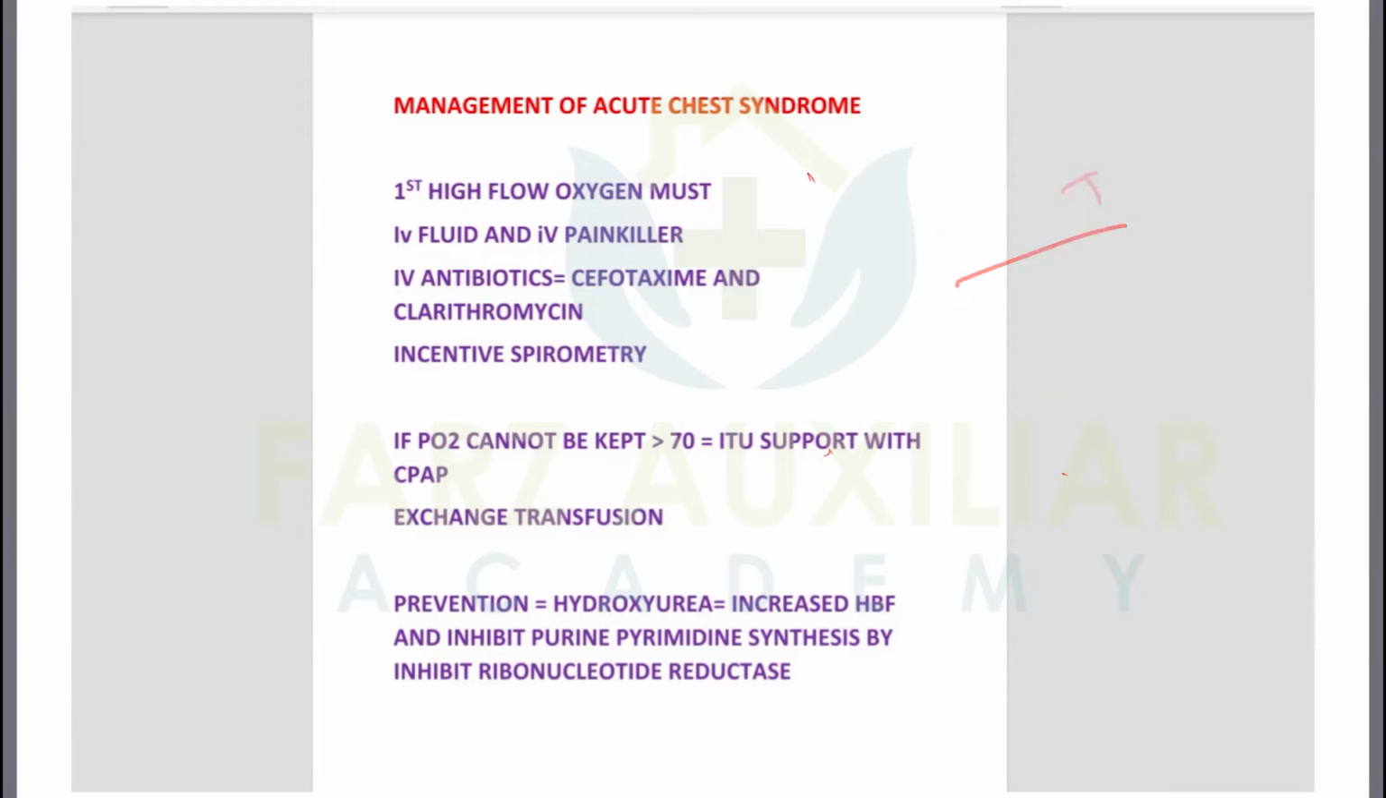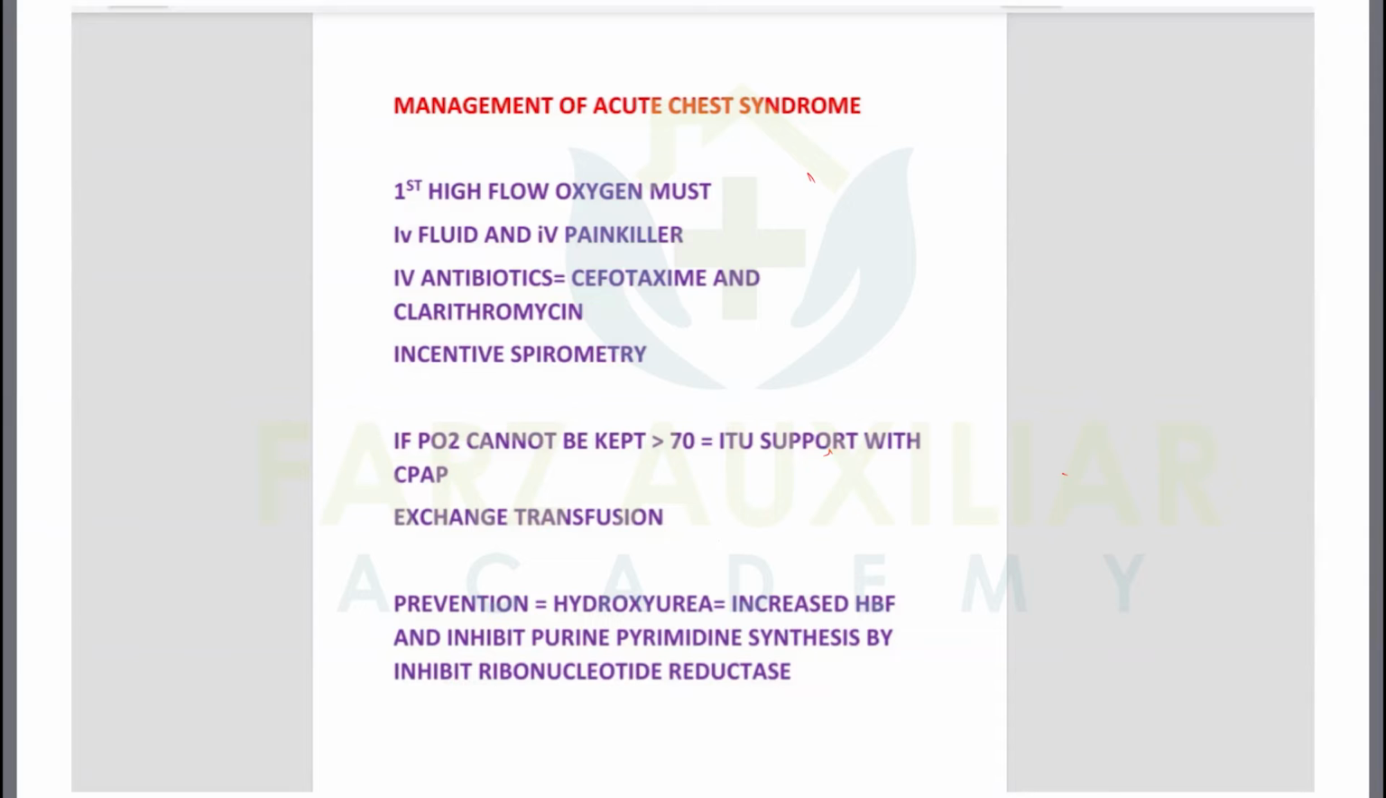So with sickle cell disease, if there is any hypoxia present, any distress present, that is acute chest syndrome without any doubt. So first high flow oxygen, fluid and painkiller, then antibiotics, incentive spirometry. You can check whether restrictive and obstructive patterns are present or not. Then if you cannot keep up oxygen support, then last exchange transfusion.